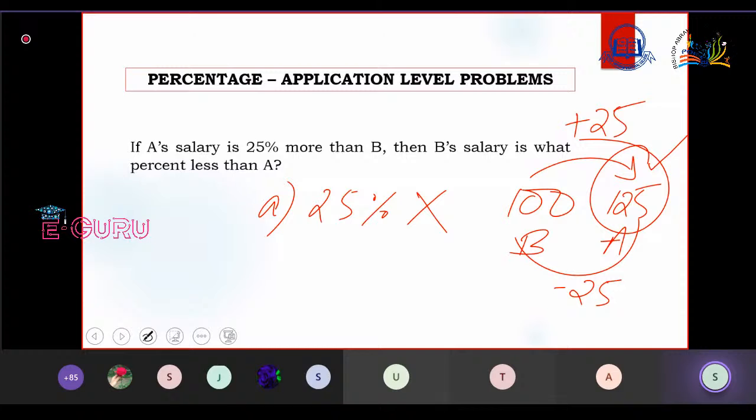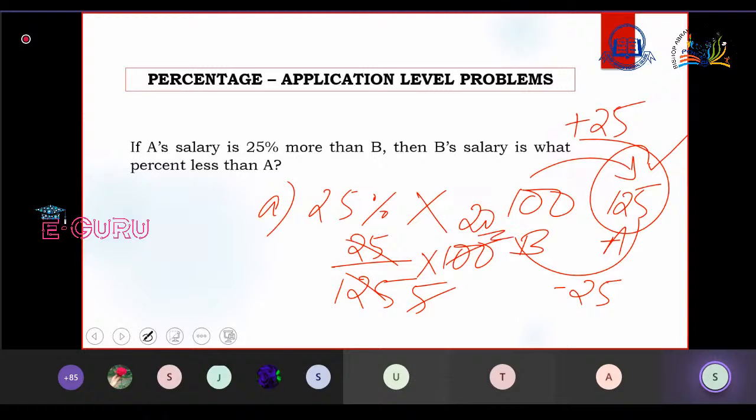So we can say that for 125, 25 is less. Then for 100 it will be, just multiply with 100. If for 125 it is 25, then for finding out for 100 what it is, we just need to multiply with 100. So we will get 25 divided by 125 into 100, it is 5, and 500 can be cancelled, and the final answer will be 20, right? So we can say that B's salary is 20% less than A's salary.